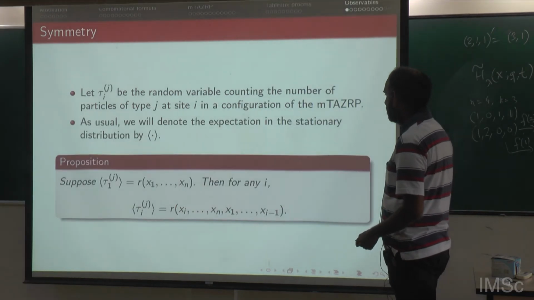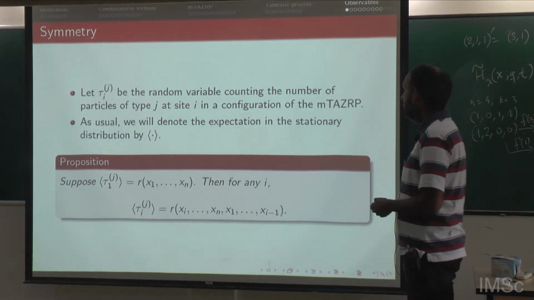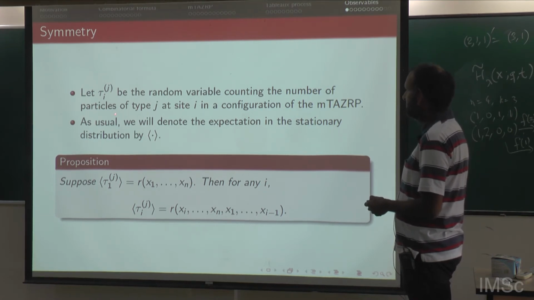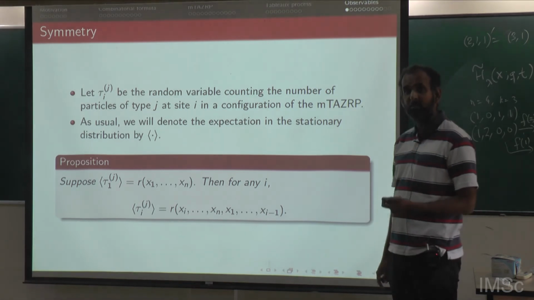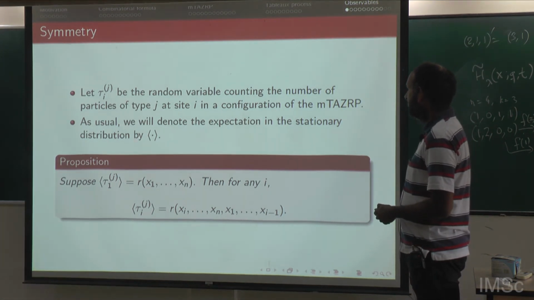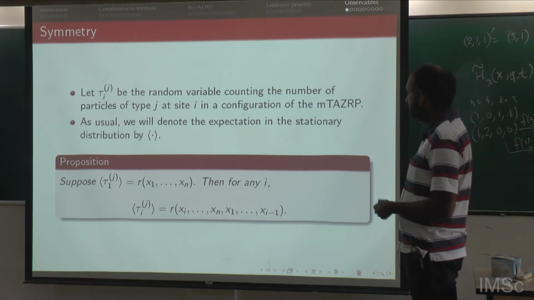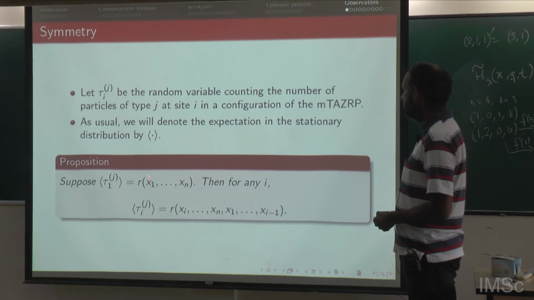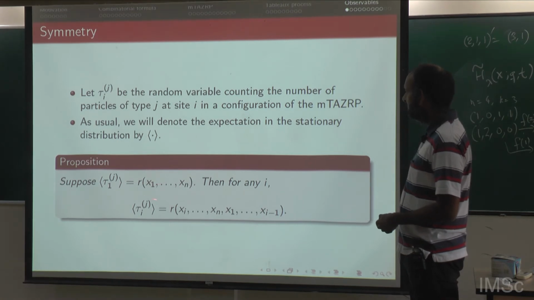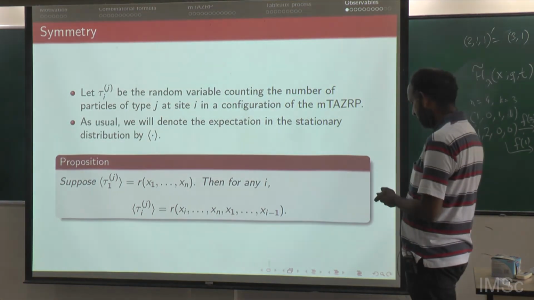Okay, so let me tell you some more remarkable properties of this process. So suppose tau super j sub i is the random variable which counts the number of particles of type j at site i. Then we'll denote expectations in the stationary distribution by these angular brackets. Then first we have this elementary symmetry property which I mentioned, that if tau j1 is a function of x1 through xn, then tau ji will be the same function with circularly shifted indices.